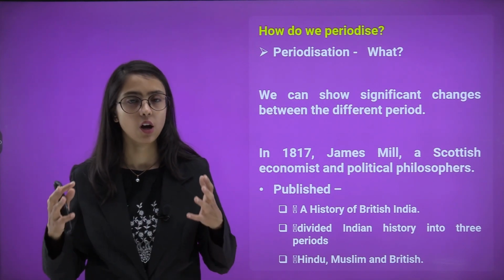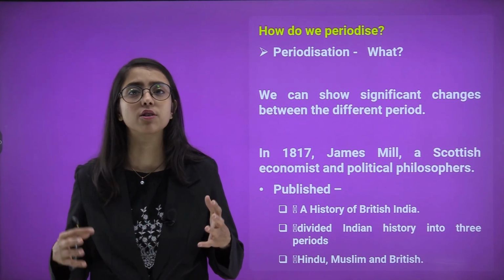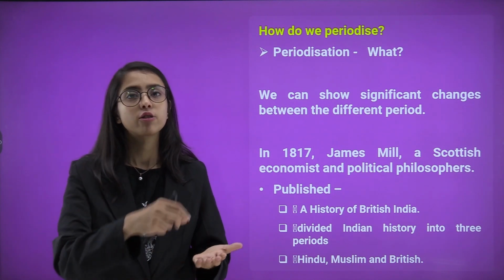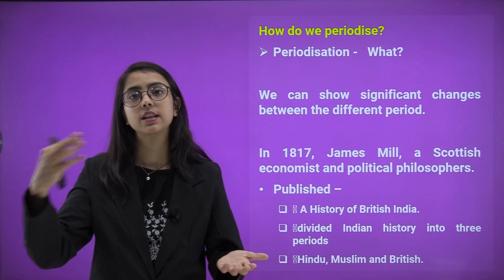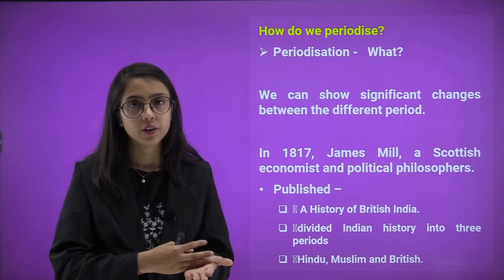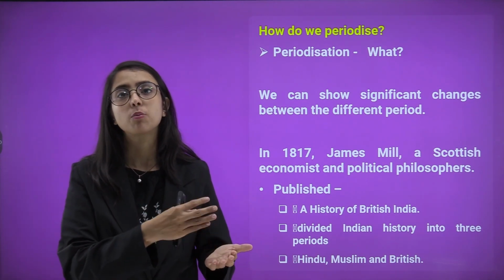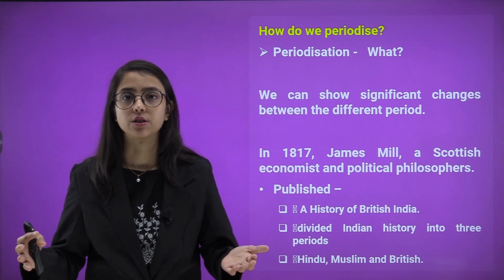When we talk about a period in terms of history, it begins from one year or one specific date to a specific date in the past. A period consists of one or more years.